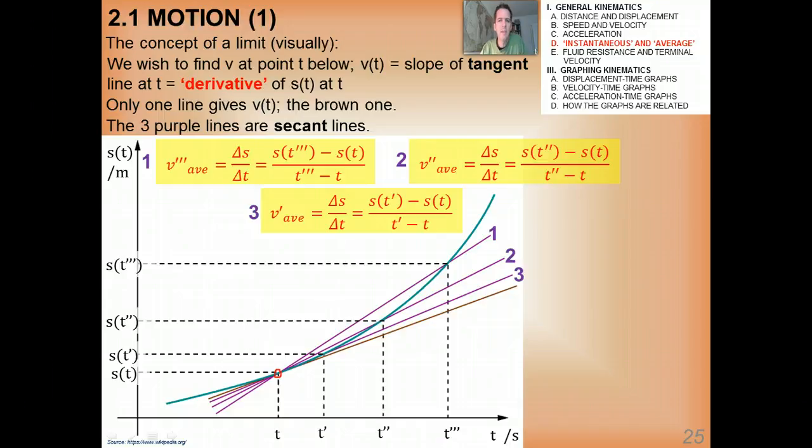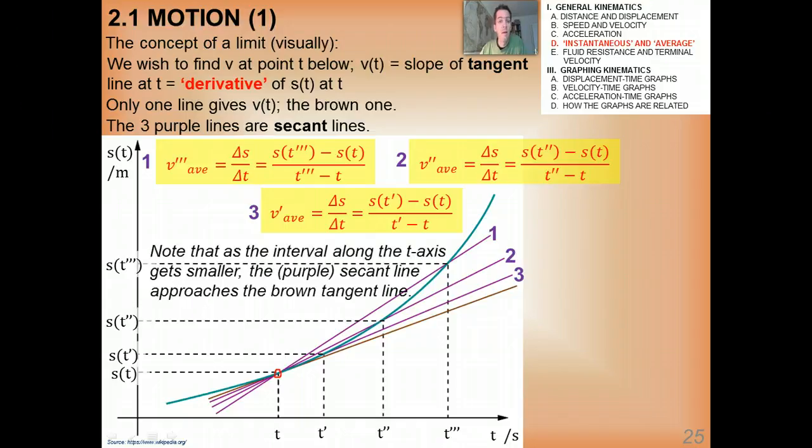Okay, so you can see that as this point gets closer to t, the slope of the secant line ends up coming down and approaching the tangent line. It doesn't become a tangent line until it actually becomes the brown line, which is the slope at t, which is what we're asked to find. Now, again, as the interval along the t-axis gets smaller, the purple secant lines approach the brown tangent line. As this interval approaches 0, it actually becomes the tangent line at t. So that's what I mean when I say as delta t approaches 0.